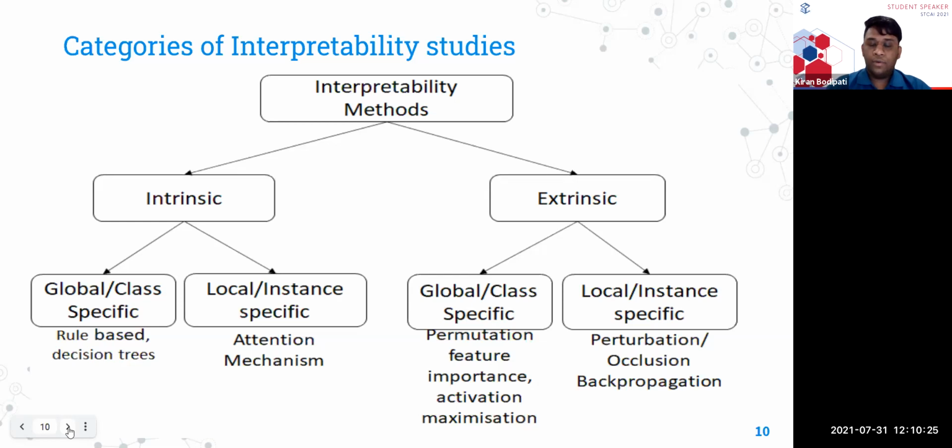On the other hand, there are post hoc methods that employ external models to provide these explanations. At the class level, some methods include the permutation feature importance and the activation mechanism. The node level explainability methods include the occultation based models as well as the backpropagation based models. In this study, since I've used both the post hoc node level techniques, let me explain them in more detail.